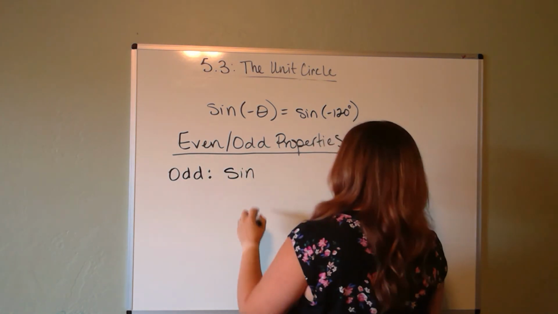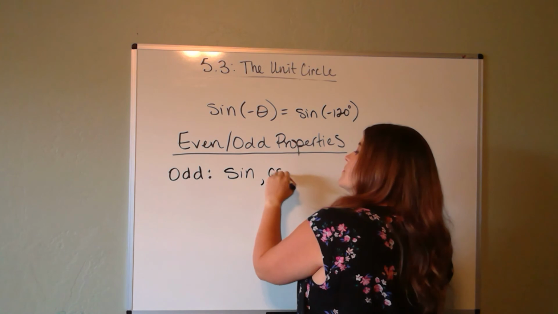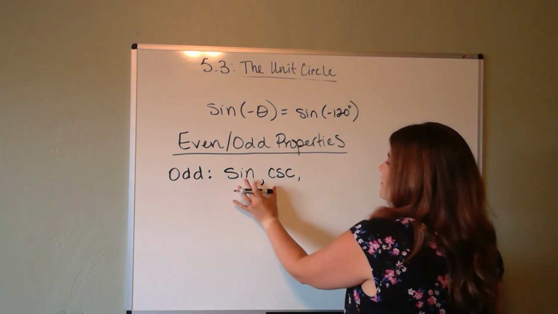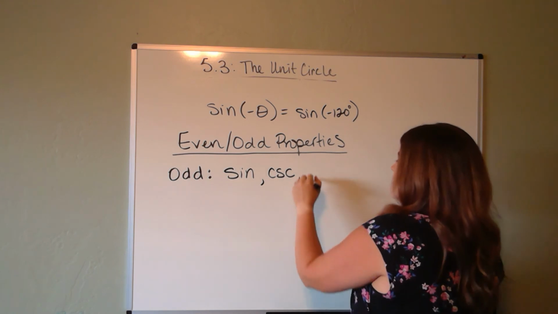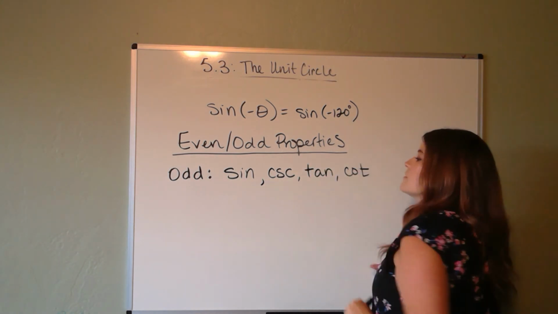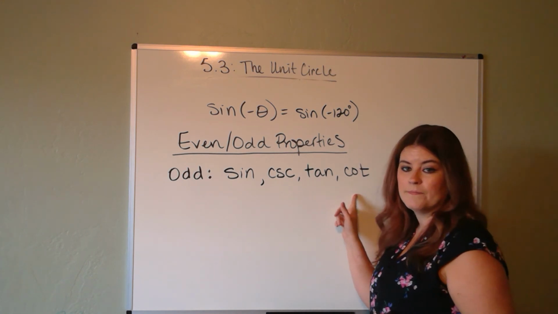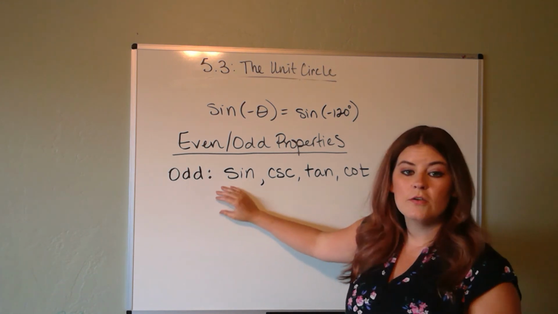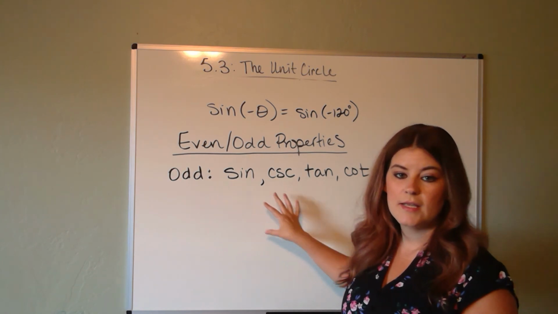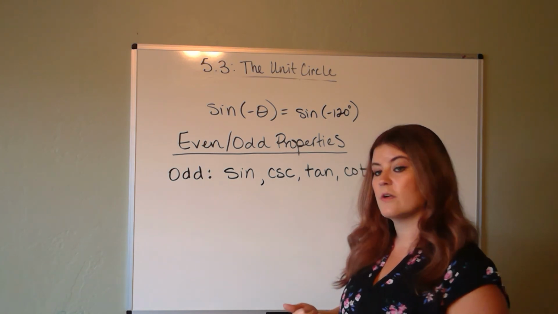Sine is odd. Its reciprocal cosecant is also odd. So notice the reciprocal pairs go together. Tangent is odd, which means its reciprocal cotangent is also odd. So these 4 are odd, and you're going to have to remember which ones are odd and which ones are even. Sine and tangent and their reciprocals are all odd.